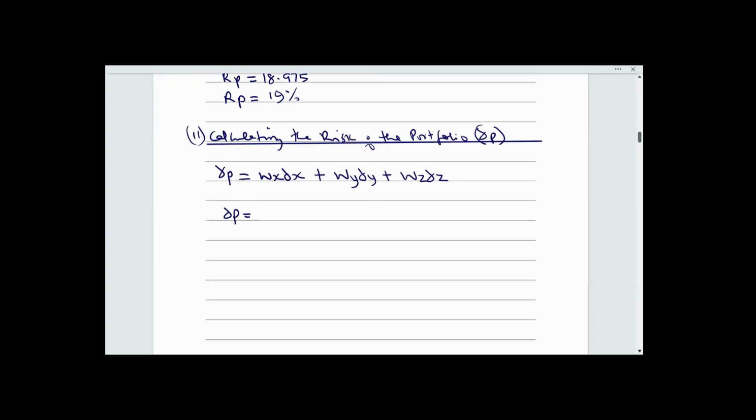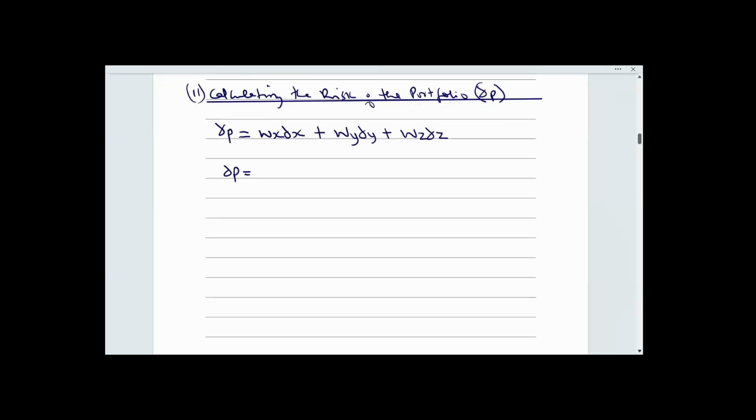So that's that. So we are investing 30% in security X, multiplied by the risk of security X, which is 0.75, plus 40% is invested in security Y, multiplied by the risk of security Y, which is 1.05, plus we are investing 30% in security Z, multiplied by the risk of security Z, which is 0.50.